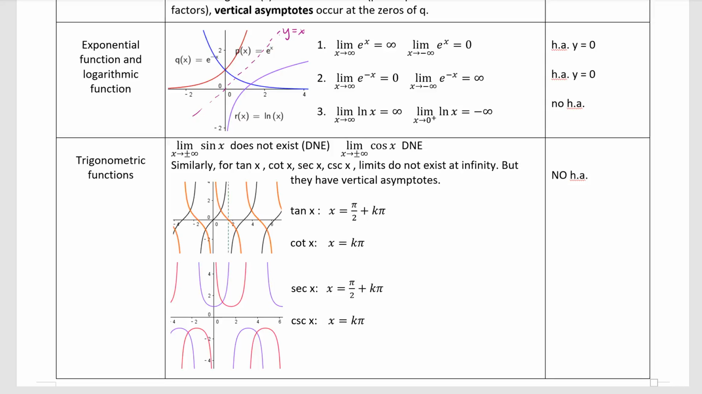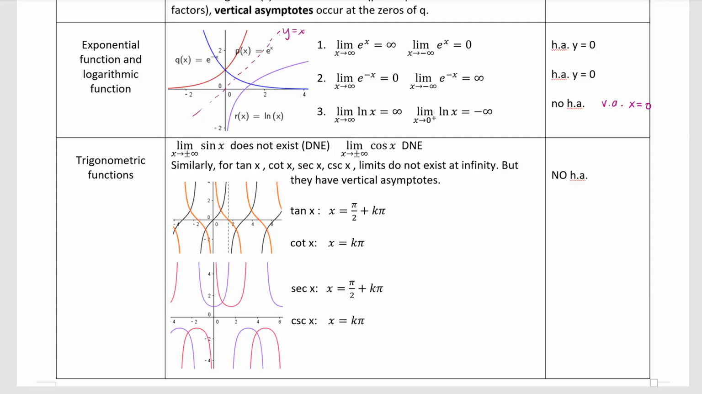And now you can see when x goes to infinity, natural log of x goes to infinity. When x goes to 0 from the right, the natural log of x goes to minus infinity. So in this case, we don't have any horizontal asymptotes, but we do have a vertical asymptote. The vertical asymptote is x equals 0. So far, so good, everybody?